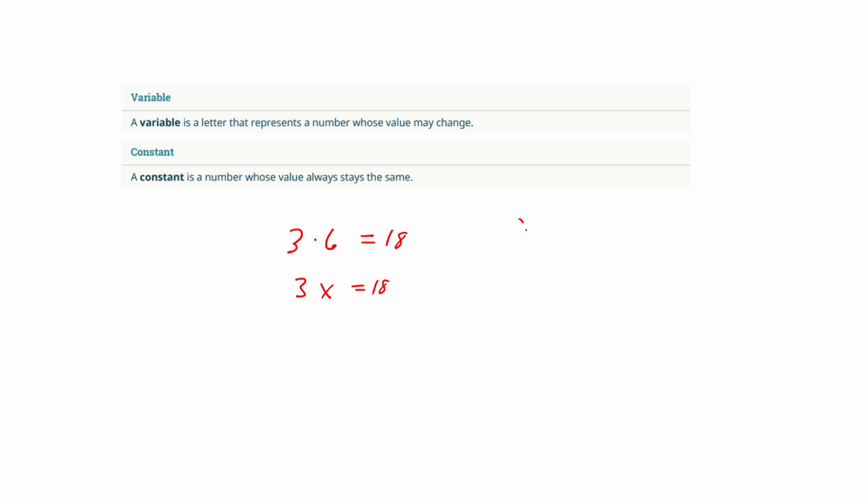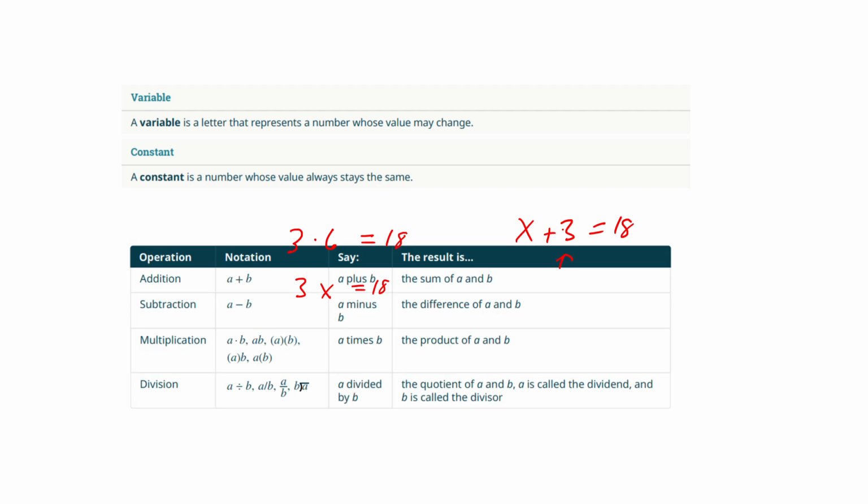Now, a constant is as simple as this. A constant is simply a number. It doesn't change, but a variable could be lots of different numbers, could be a single number. So this one's changing. We don't know what it is, but a constant always stays the same.